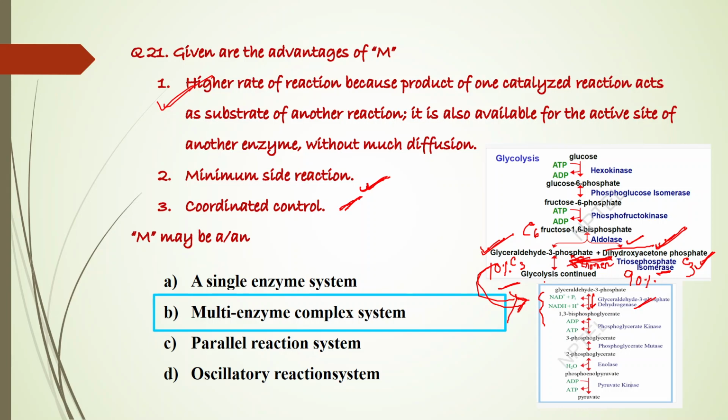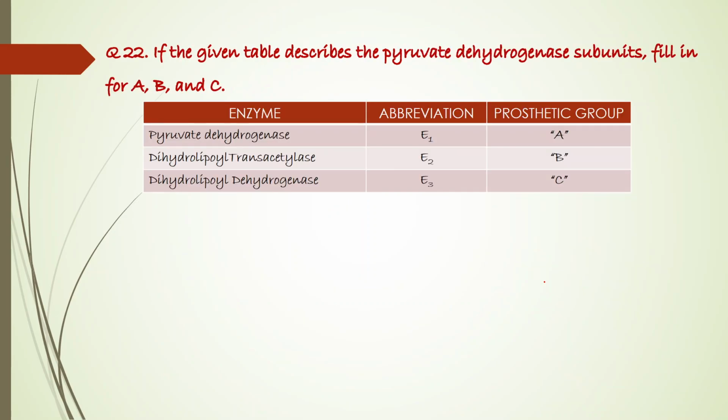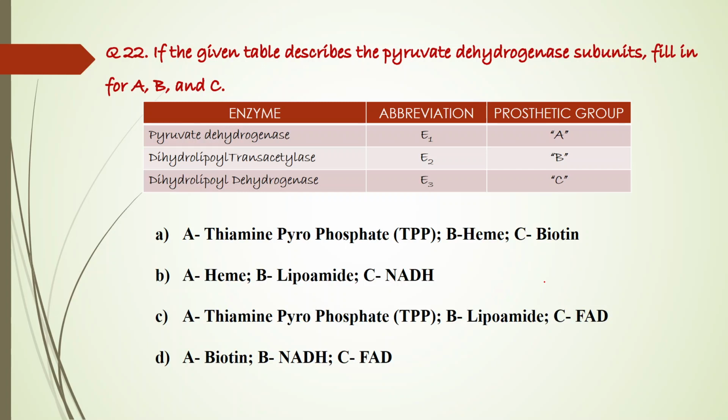So the correct option for 21 should be option number B. Moving to the next one. Okay, so this one we have already done, so I will not spend much time on it. It says if the given table describes the pyruvate dehydrogenase subunits, fill in for A, B and C. So we initially saw that pyruvate dehydrogenase has 3 subunits that are denoted as E1, E2 and E3.